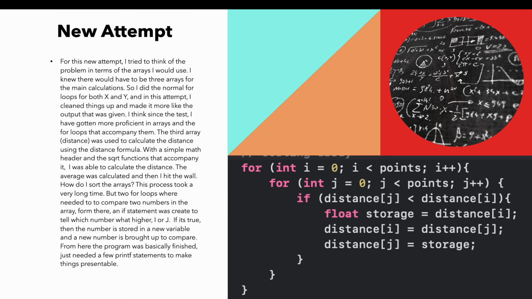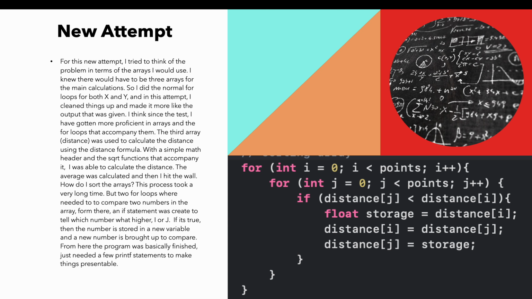So that was it. For my new attempt, I wanted to do things differently. I wanted to make it neater because in the first attempt it was pretty sloppy. And I wanted to create three different array variables, all float. So one for x, one for y, and then one for distance. Each of x and y would get its own scan function, so the user can input the x and y, except for distance, which didn't get a scan function.